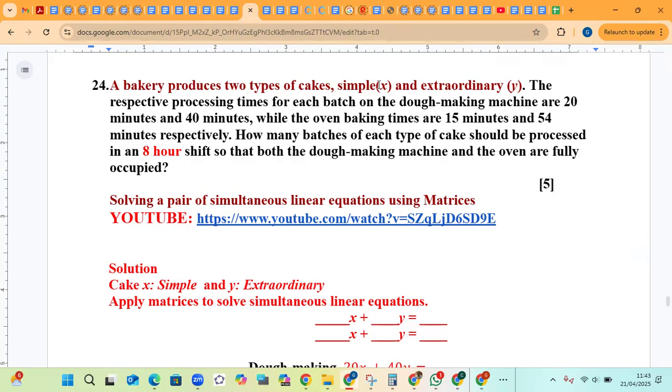And with that symbolization, we can formulate the two linear equations, because we're going to apply matrices to solve simultaneous linear equations. So it must be in the format a coefficient times x plus a coefficient times y is equal to a constant. So we have equation number 1, and we've got equation number 2.